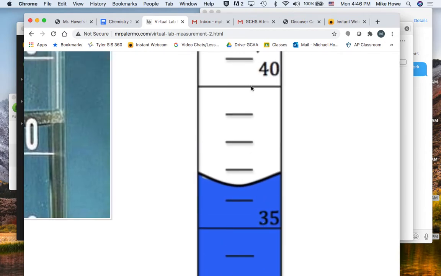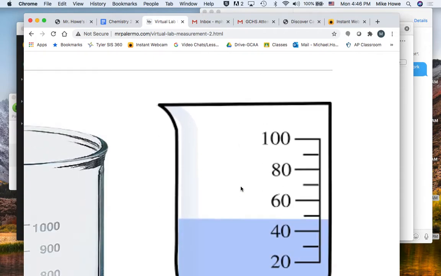Down here, I'd say this one's about halfway between these two marks. That's 35, that's 40, so I'd say that is 36, that's 36 here, that's 37. So 36.5 is about what it is. Maybe 0.4, if you wanted to call it that, would be all right.